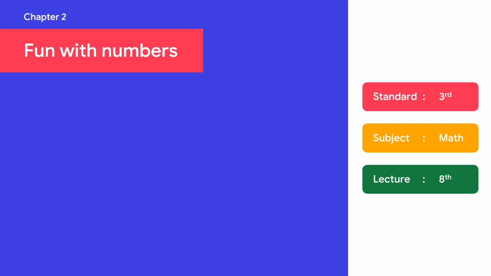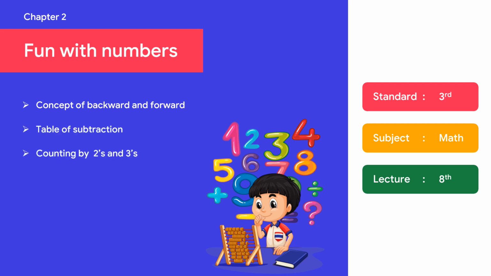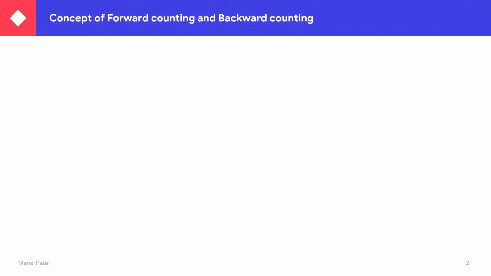Now, today we are going to study more about skipping numbers. First, we have to study the concept of backward and forward, then the table of subtraction, counting by 2s and 3s, counting by 5s and 10s, and then we solve some fill in the blanks regarding this skipping. As you know already about skipping forward numbers, but also refer to it and then study about backward counting.